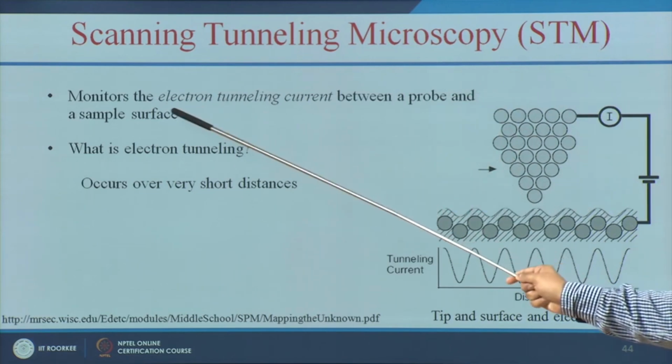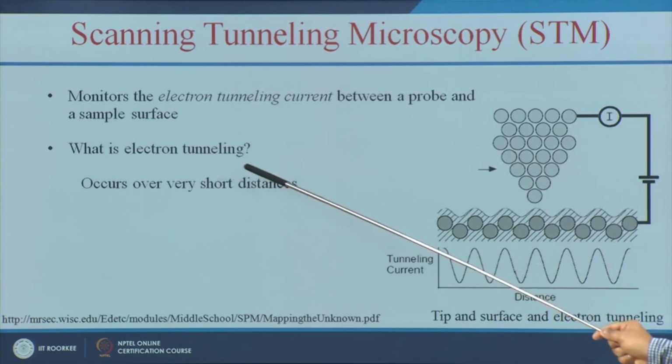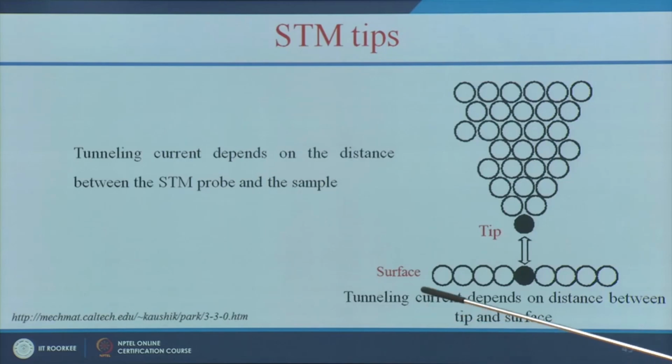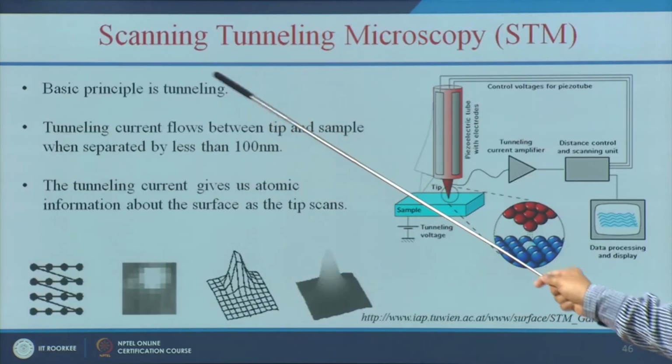We are going to monitor the electron tunneling current between a probe and the sample surface. So, what is electron tunneling? It occurs over a very short distance, and the tunneling current depends on the distance between your STM probe and the sample surface. So, we are going to measure the tunneling current between the tip and the surface of the sample. Here the basic principle is tunneling.